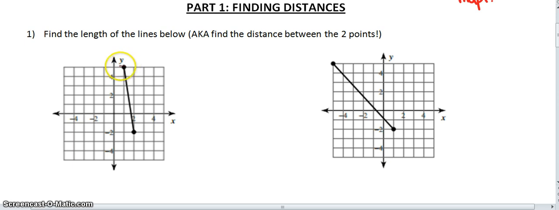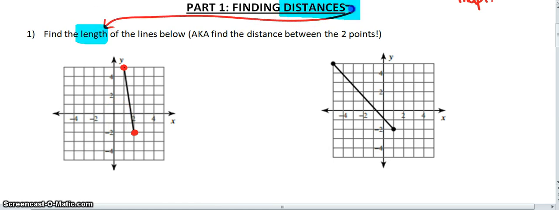So why would I say distances? Because really the length of this line is the distance that's between these 2 points. So distances and lengths, they're kind of closely related. I'm asking the same question. So what's the distance between these 2 points? Or what's the length of that line?